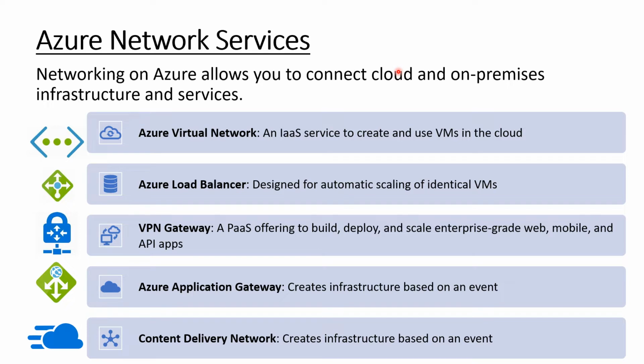So let's start with the Virtual Network attribute. So basically, it's an IaaS service to create and use VMs in the cloud. Let me tell you that it enables many types of Azure resources such as Azure VMs to securely communicate with each other, and it could be between the internet and the on-prem networks. And our virtual network is scoped to a single region. Like if there is a single virtual network, its significance is only with that single region.